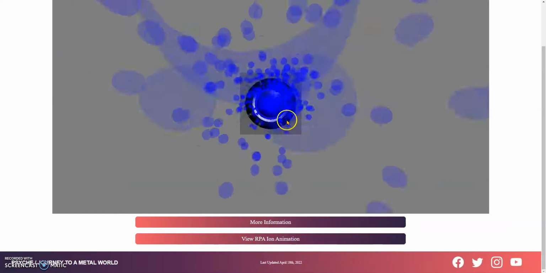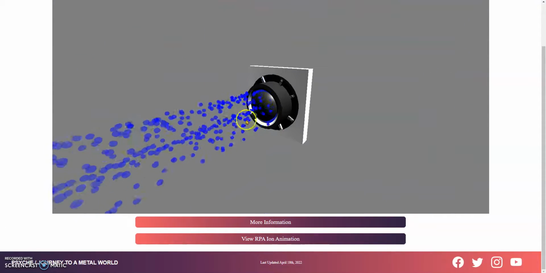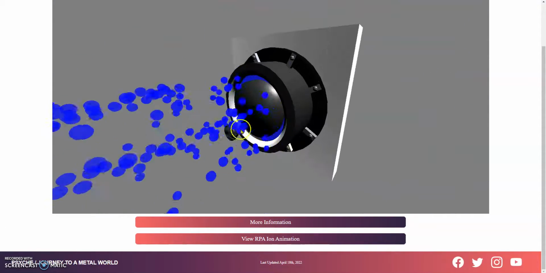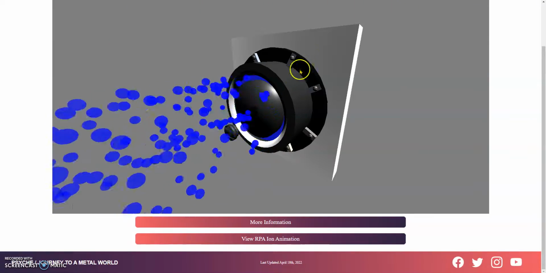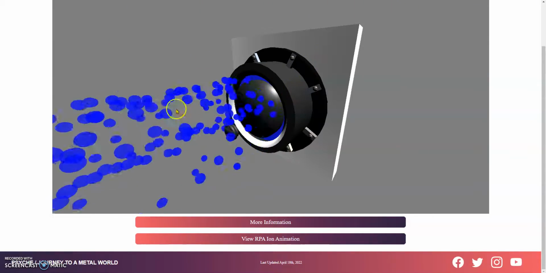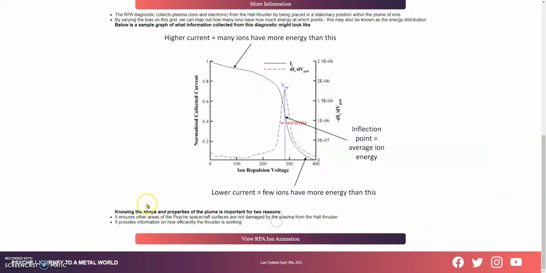Moving on, we are going to now look at the RPA Hall thruster animation. Here you can see the RPA inside the ions coming out of the thruster, and this simulates what the diagnostic would look like. If we go to more information, we have some tabs here that give general information about the diagnostics process, and you also see a graph that gives sample output of the diagnostic test, and this is to inform the user of how the information is used.